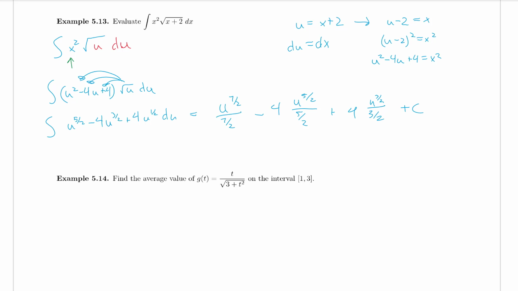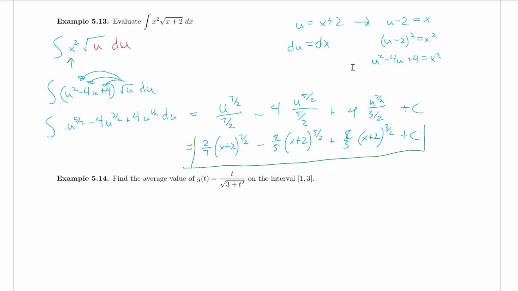And now what I'm going to do is go ahead and flip these fractions and plug our u back in all in the same step so we can fit this onto the next line. So we have 2/7 (x plus 2) to the 7/2 minus 8/5 (x plus 2) to the 5/2 plus 8/3 (x plus 2) to the 3/2, all plus c. And that is our final answer for this problem.